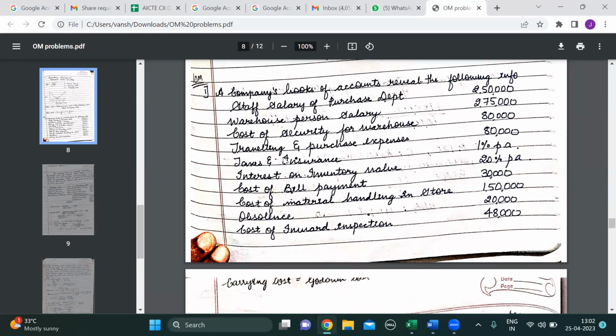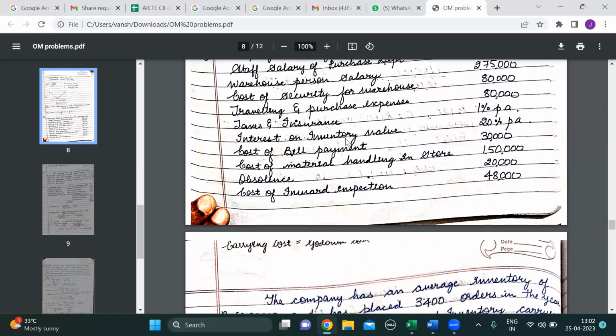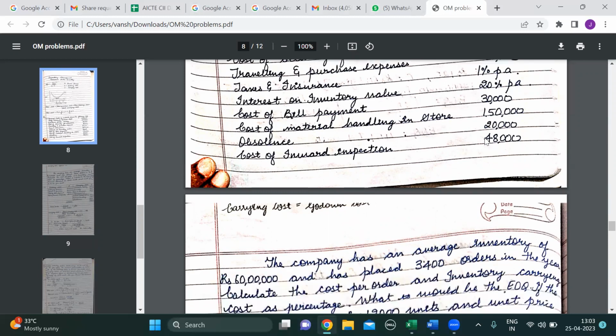So those both will come under carrying cost. Interest on inventory value. This is the interest that you will lose if you maintain a huge amount of inventory, because you're investing money in buying the raw material. So you're not able to earn the interest, or you can say you have borrowed money from somewhere and you're paying interest. So that is carrying cost, because you want to carry a huge amount of inventory. You're paying interest. Cost of bill payment. This again goes under ordering cost because when you order, you pay the bill.